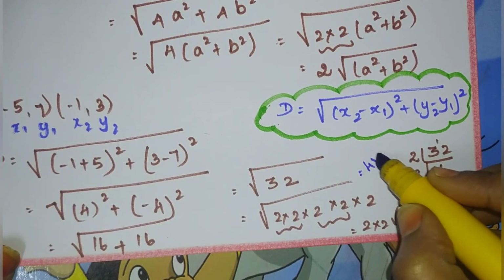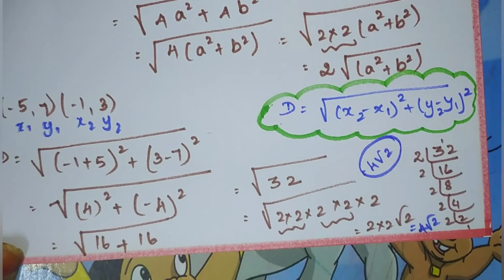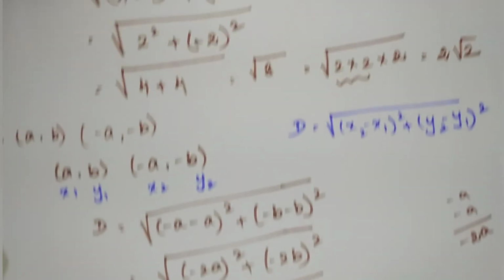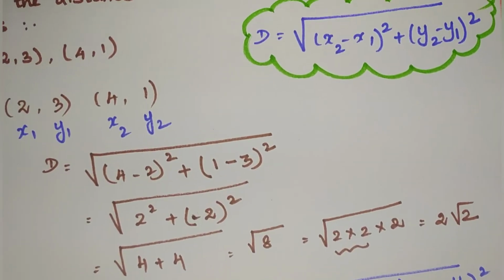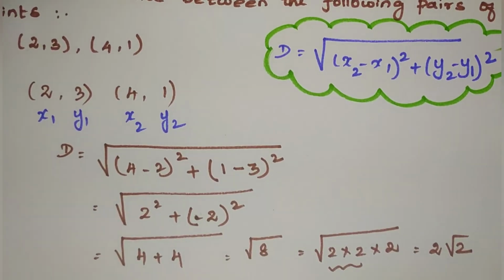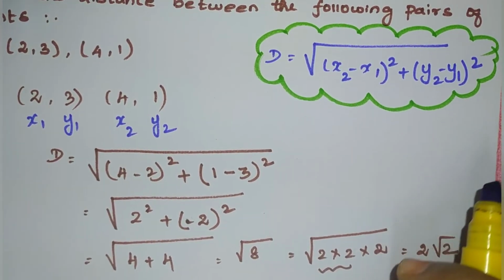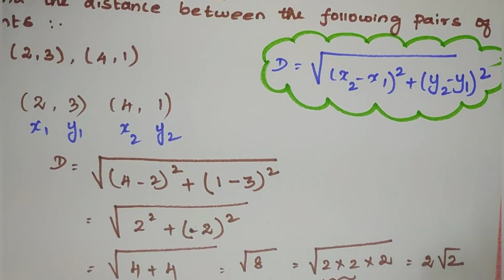Clear, children? 4 root 2 is the answer. Clear, all of you? So the distance formula is D is equal to root of x2 minus x1 the whole square plus y2 minus y1 the whole square. All of you clear, children?